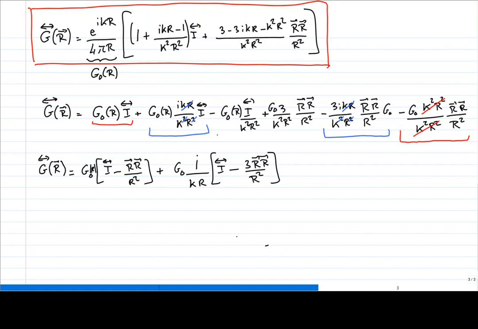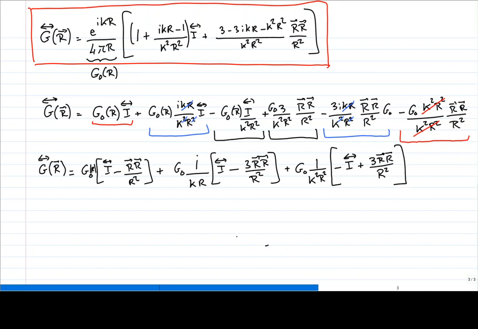And finally, the last two terms that we have here and here have a dependence on 1 over k²r². That's fairly straightforward. The first one is negative i, the unit tensor, plus 3 times the outer product of r with itself over r².